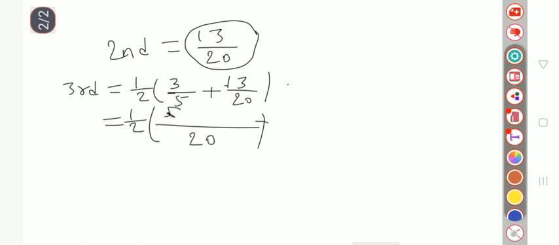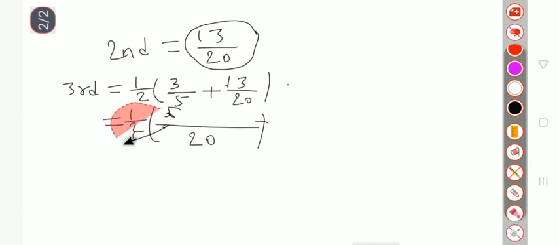Just 1 second, it is disturbing. We have to erase. Just 1 second, I am erasing the whole part.